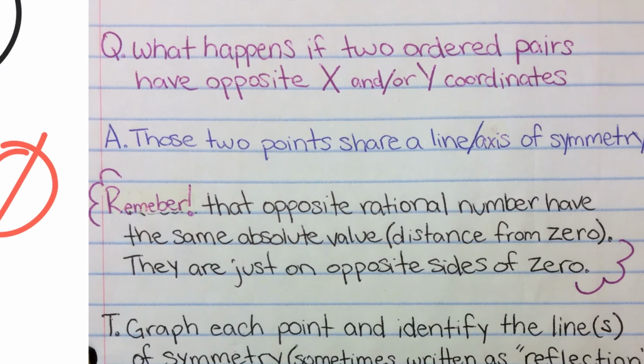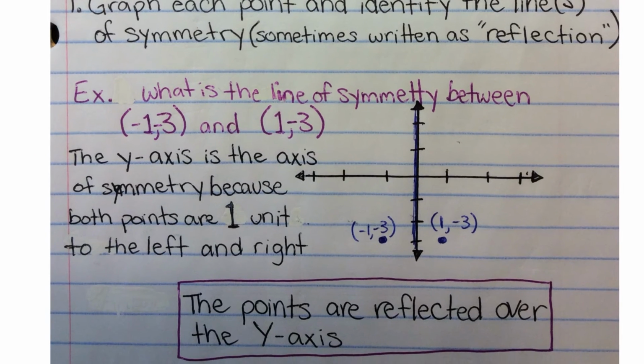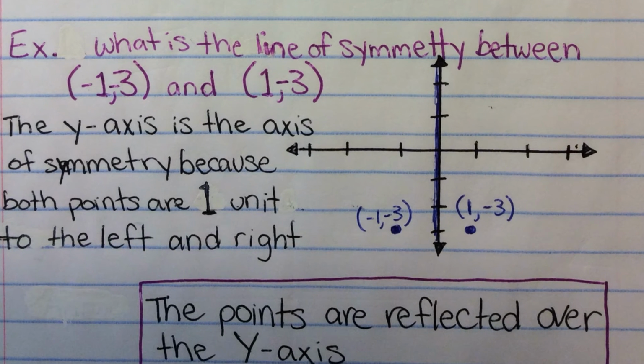In order to picture this, our task is to graph each point and identify the line or lines of symmetry, sometimes written as a line of reflection. The example we'll be working with is as follows. What is the line of symmetry between -1, -3 and 1, -3? If you notice here, in our 2 ordered pairs, we have -1 and 1, which are opposites.